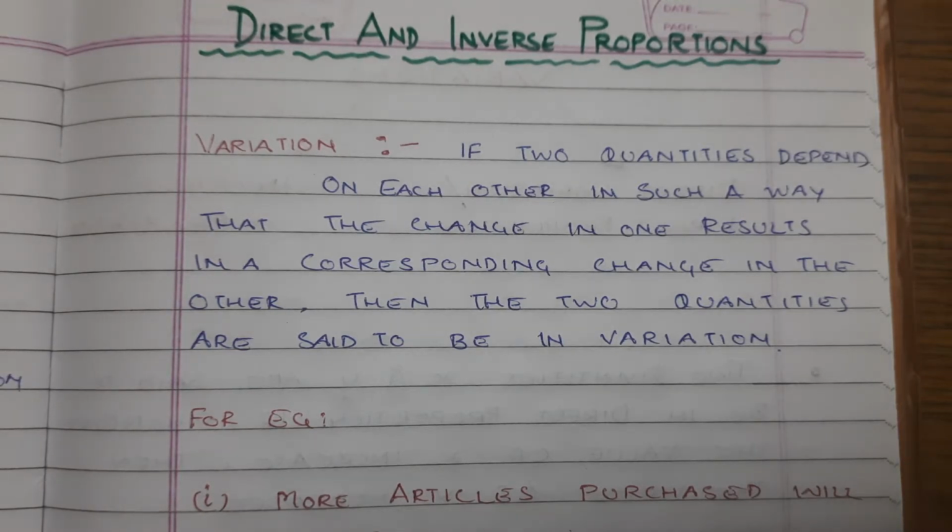If two quantities depend on each other in such a way that the change in one results in corresponding change in the other, then the two quantities are said to be in variation. That means if there are two quantities, two variables, if one is changing, another one is also changing, whether it will be increasing or decreasing, then the two quantities are said to be in a variation.